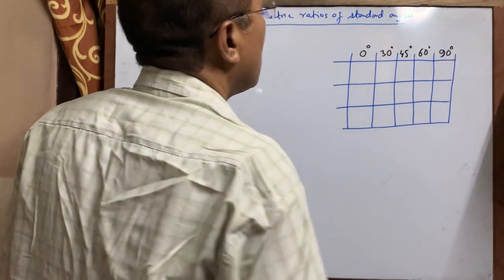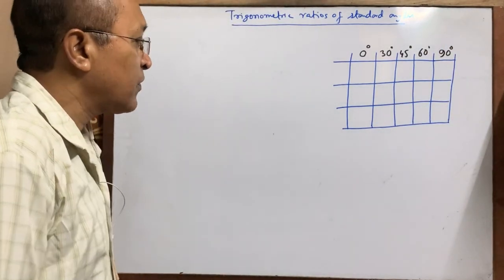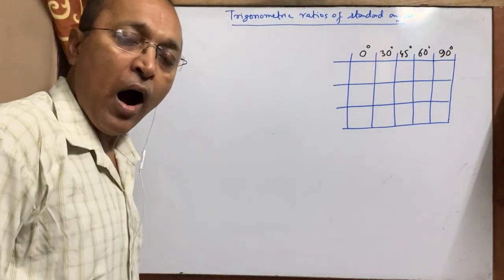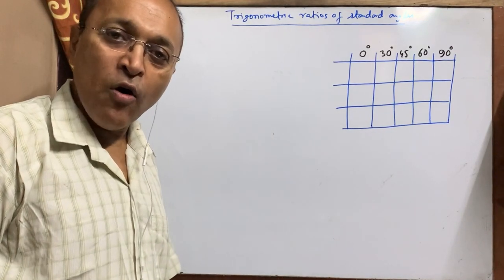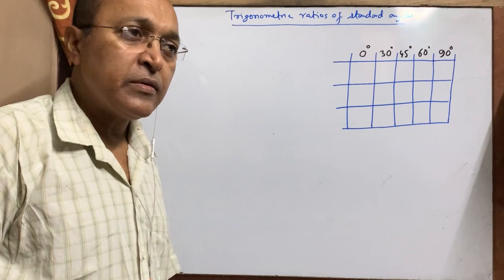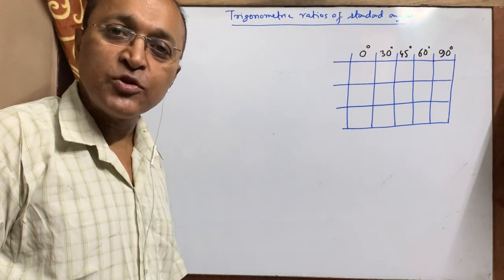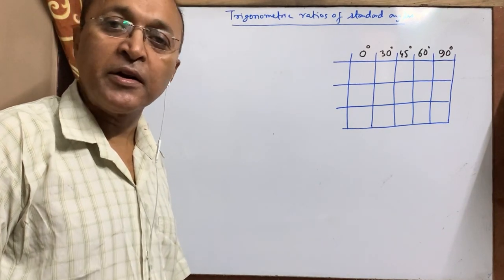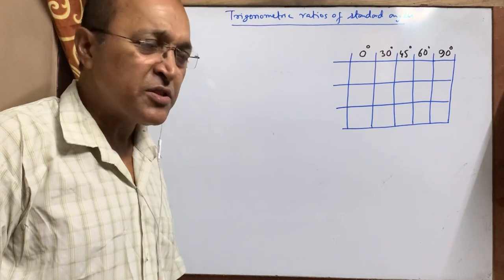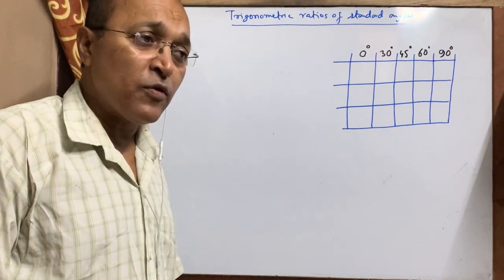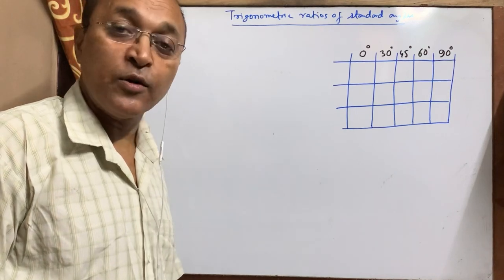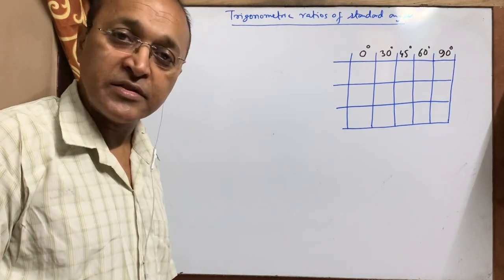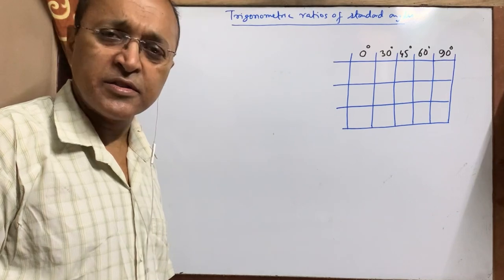Now I would like to show you how to find the value of trigonometric ratios of 60 degree, 30 degree, etc. Meaning, what is the value of sin 30? What is the value of sin 60? Cos 30, cos 60, tan 30, tan 60, sec 30, sec 60, like this.